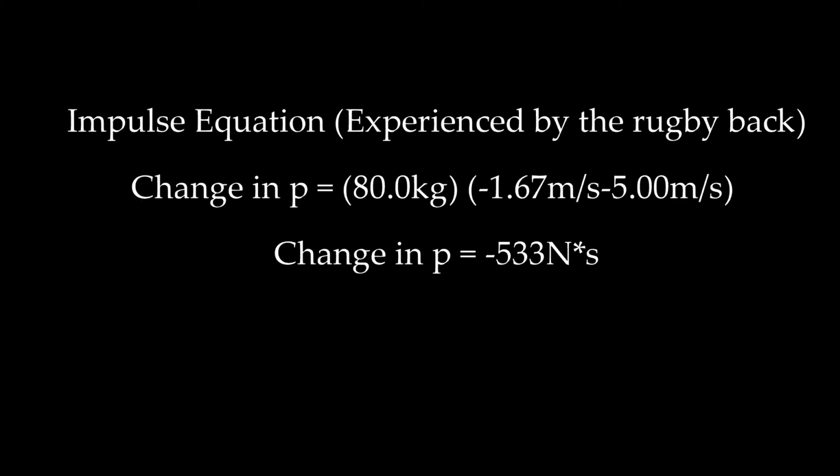Now, once we have found the velocity of the two masses after the collision, we can find out the impulse experienced by the rugby back. So we simply take 80 kilograms and put that in a bracket, and then take a second set of brackets, put negative 1.67 meters a second, because that's the second velocity, and then you minus the initial velocity, which is 5 meters a second. And the resulting answer would be negative 553 newton seconds of impulse. Once we have found his velocity after the collision, we can calculate the impulse he experienced.